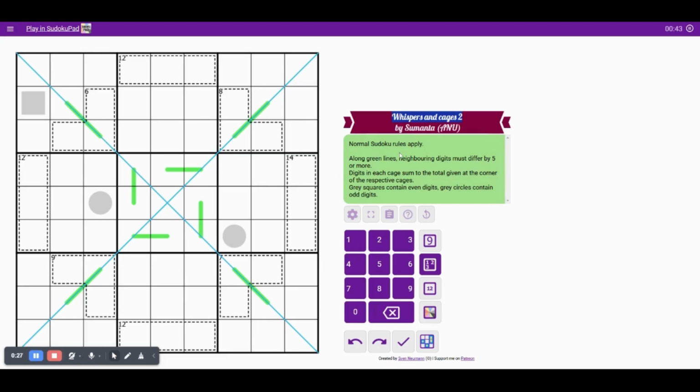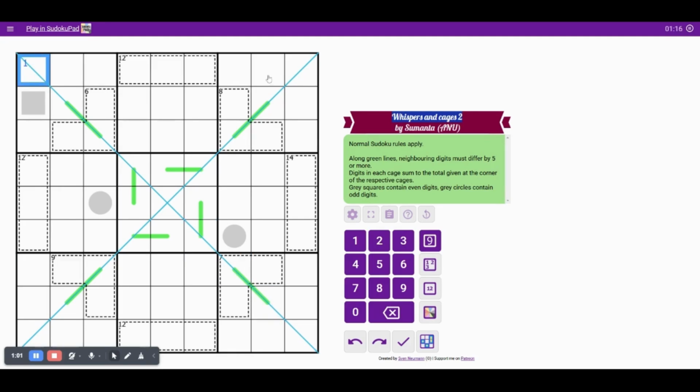So let's start with the rules first. The first rule is normal Sudoku rules apply, which means each of these rows, each of these columns, and each of these boxes will have the digits 1 to 9 without repeat. And then we have this blue diagonal line, so it says that there will be no repeated digits in the diagonal as well. So if this digit is 1, I will not have any 1 in this row and this column by normal Sudoku rule, and I will not have any 1 in this diagonal as well.